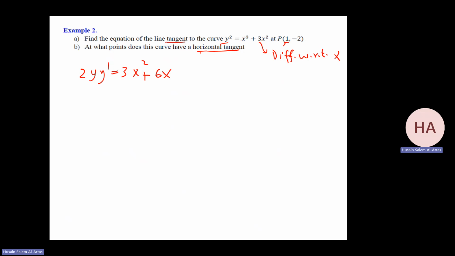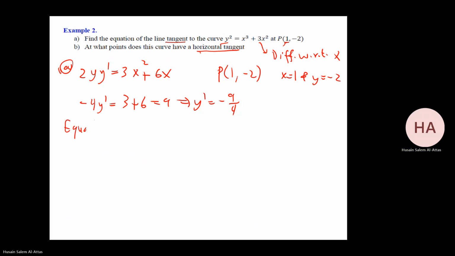Now, what is the point? I have the point 1 and minus 2, meaning x equals 1 and y equals minus 2. Substitute. I get minus 4 y prime. X is 1, so that will be 3 plus 6, which is 9. So y prime equals minus 9 over 4. So it will be the equation.